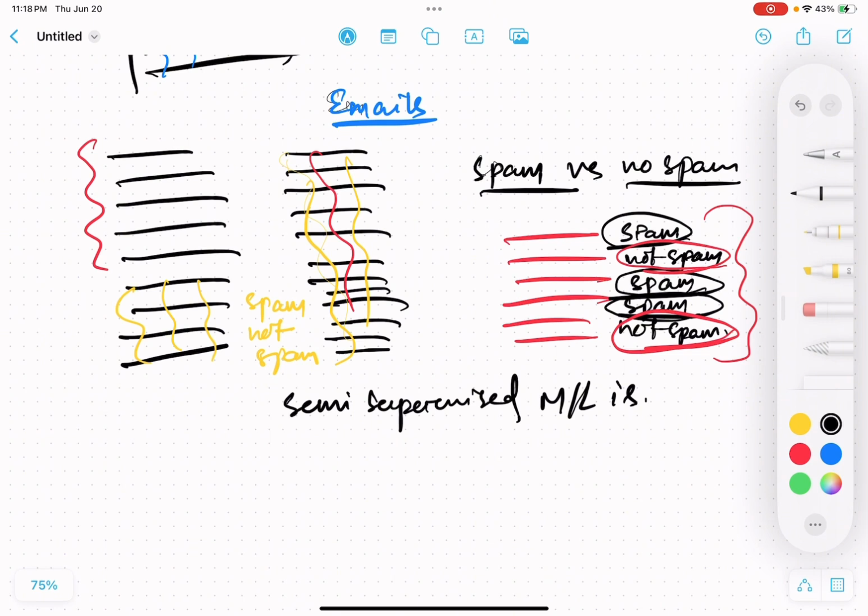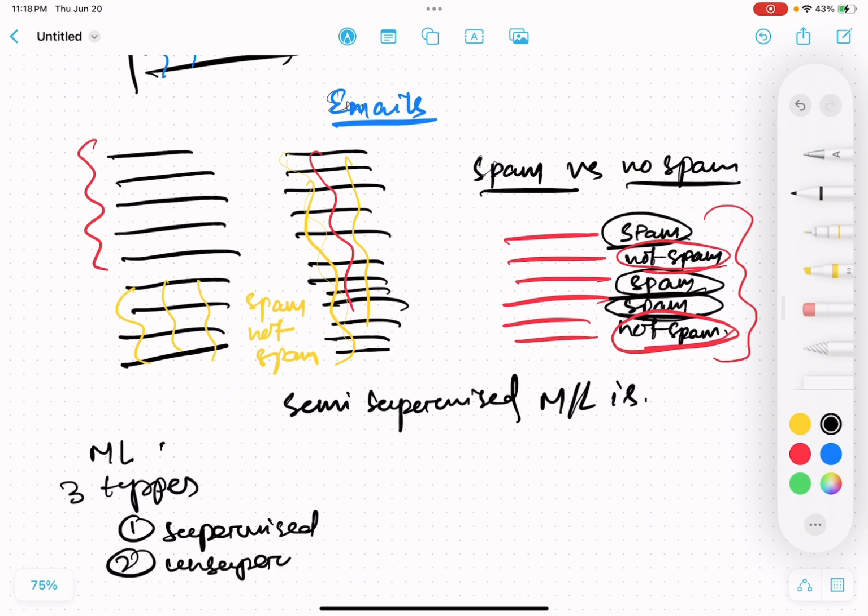So that's basically it, guys. I hope you liked it. So basically what we learned today, you understood what is machine learning, and then we understood 3 types of machine learning. So one is supervised, the second is unsupervised, and the third one is semi-supervised.